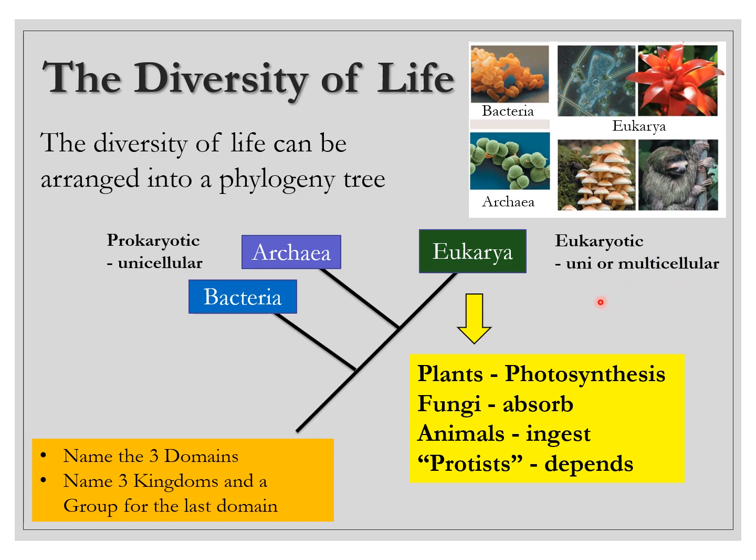And then we said within eukarya, we've got a couple kingdoms. These are domains, our 3 domains. And then we have our kingdoms, which are plants. We said those are our producers, our photosynthesizers. We have fungi, which absorb, so they're decomposers. And then we have animals, which are going to be those consumers that ingest the food.